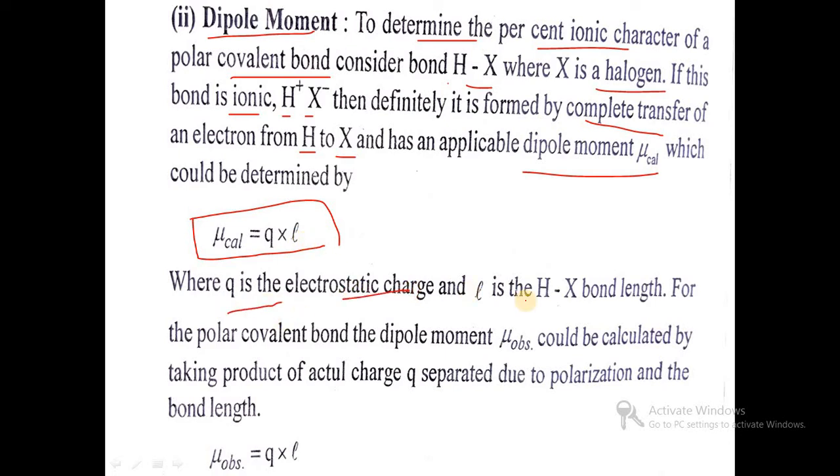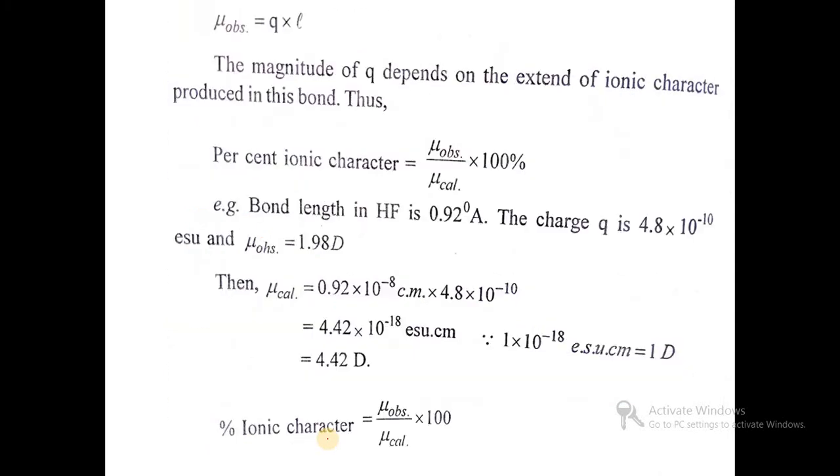Q is the electrostatic charge and L is the bond length. For the polar covalent bond, the dipole moment mu observed could be calculated by taking the product of the actual charge q separated due to polarization and the bond length. So mu observed is equal to q into L. The magnitude of q depends on the extent of ionic character produced in this bond. So percentage ionic character is equal to mu observed divided by mu calculated into 100.